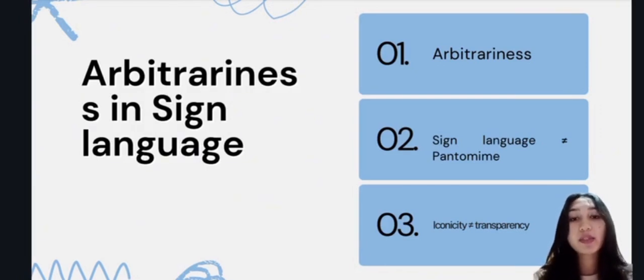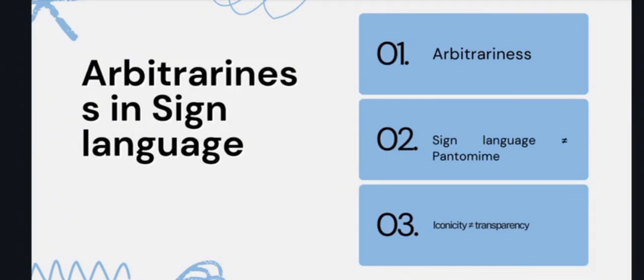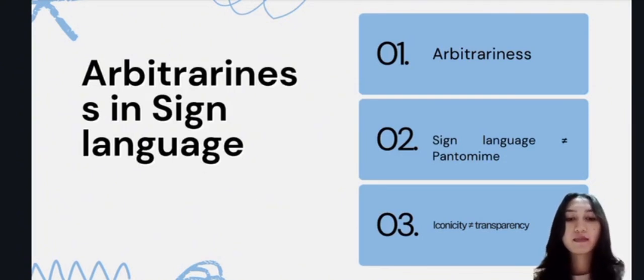So in this material, we have 5 points. The first one is arbitrariness, then iconicity, morphology of sign language, phonology of sign language, and the last one, conference in language. So, the first material will be presented by myself.